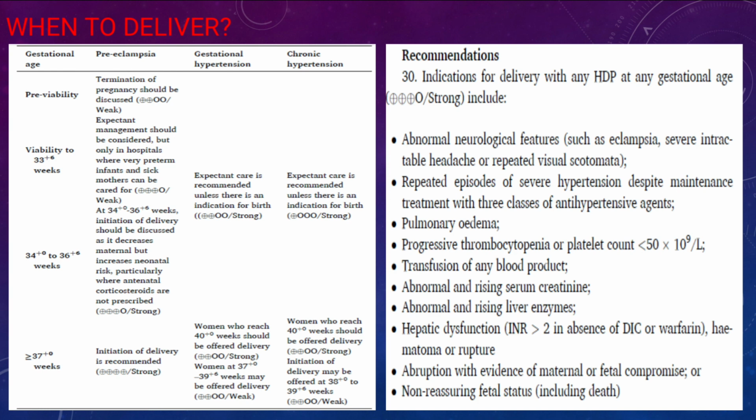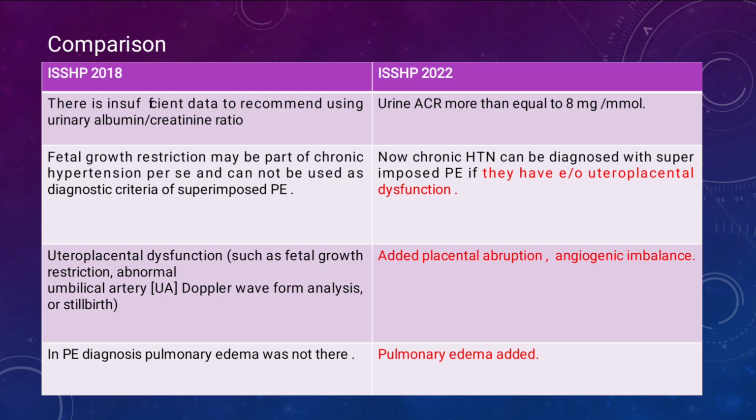Indications at any gestational age: abnormal neurological features, repeated episodes of severe hypertension, pulmonary edema, progressive thrombocytopenia, progressive serum liver enzyme derangement, BP not controlled with 3 antihypertensives at maximum dose, abruption, non-reactive fetal heart.